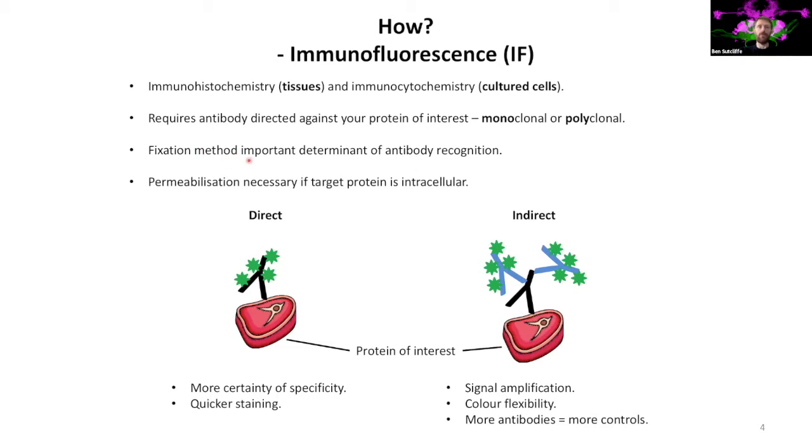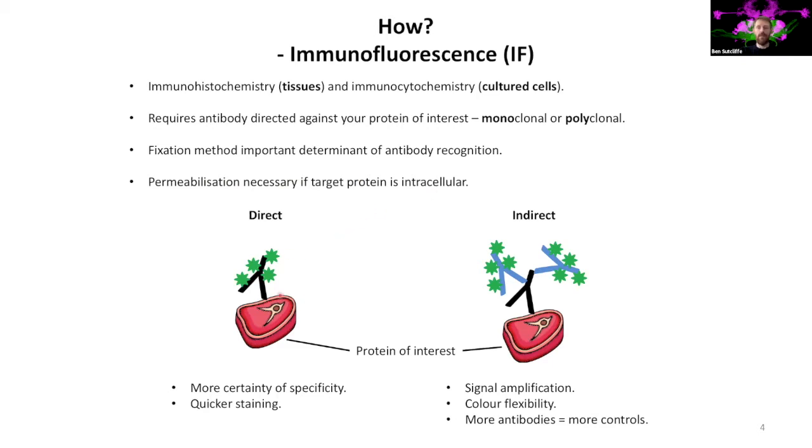Fixation methods are also extremely important to determine antibody recognition. If you fix and it happens to occlude the epitope that you're interested in, then you won't get very good labeling. Sometimes you need to permeabilize a tissue in order to get to the target of interest, for instance, if it's intracellular.